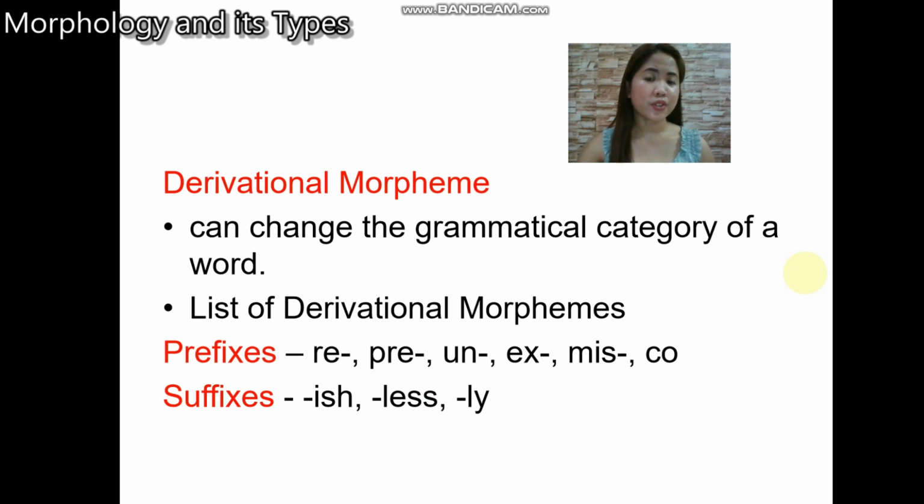Now let's have derivational morpheme. This can change the grammatical category of a word. We also have a list of derivational morphemes in the form of prefixes, as in re, pre, un, ex, mis, and co. Remember that each of these prefixes has its own proper usage. Then we also have suffixes, as in the form of ish. We also have the less suffix and the ly suffix.